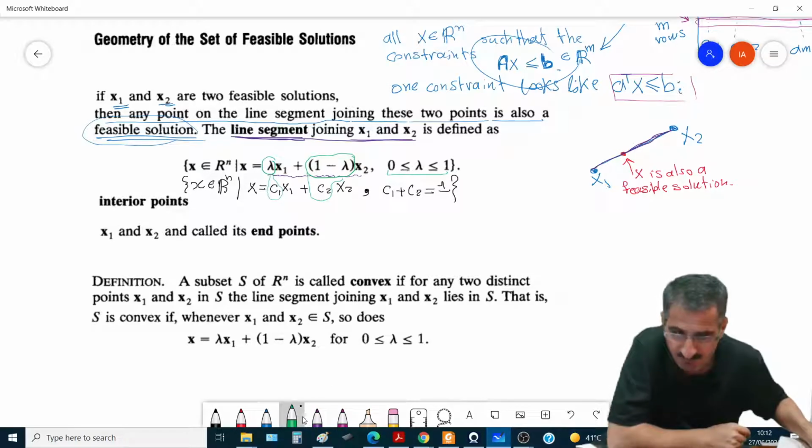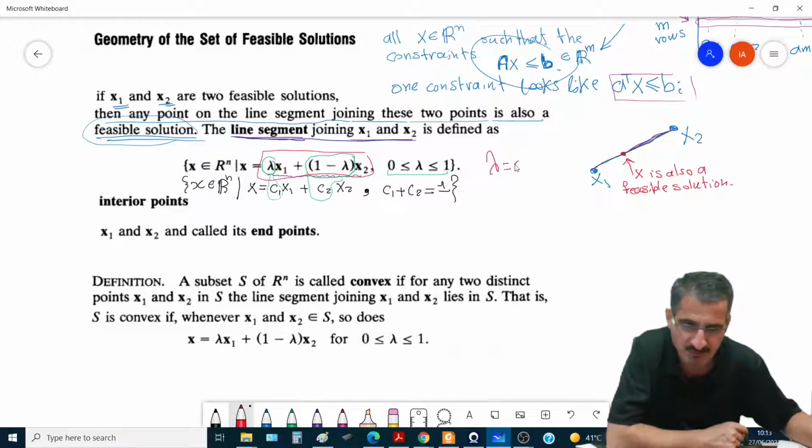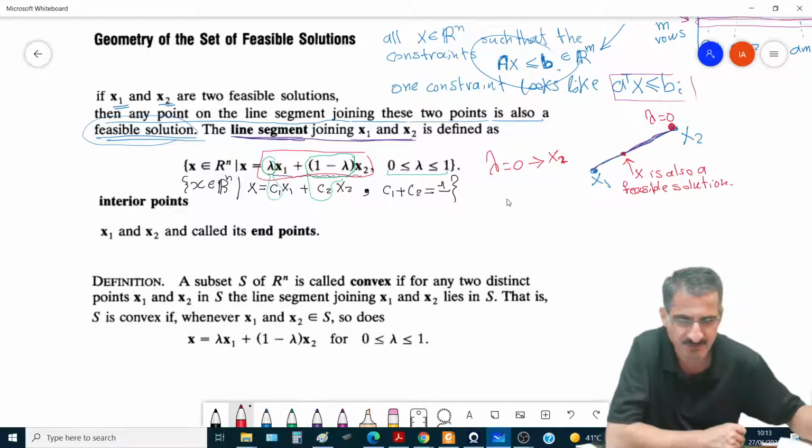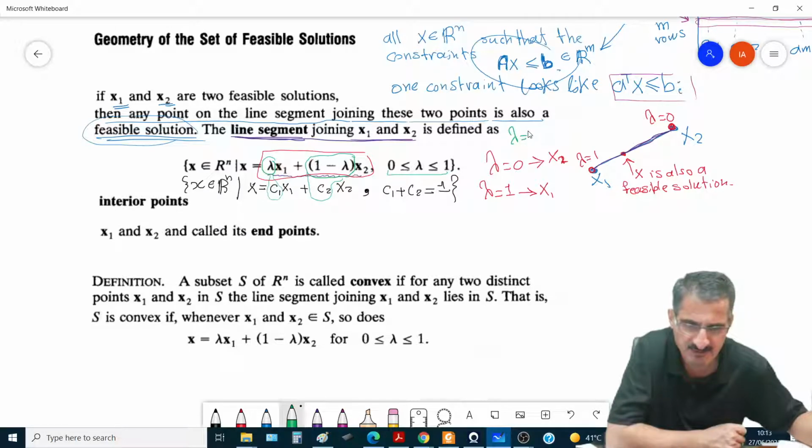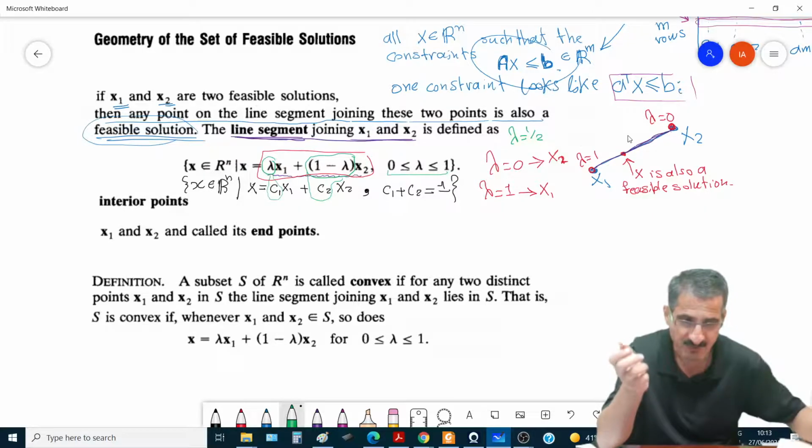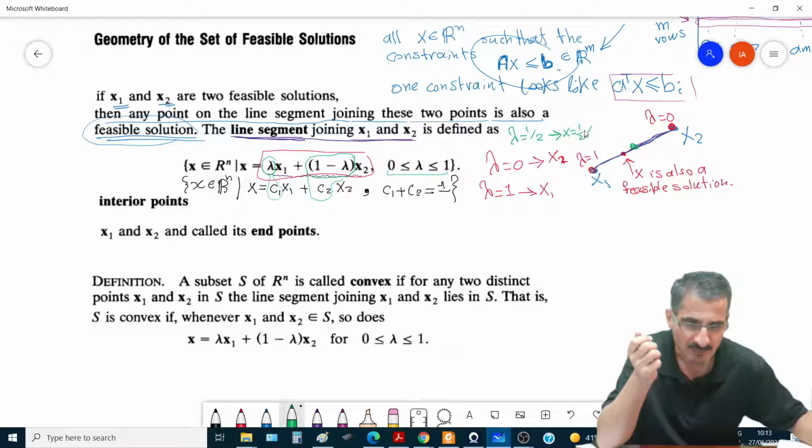Now if we choose lambda equals 0, then we get x2. Substitute 0 for lambda, we get x2. Here, we are here. Now substitute lambda equals 1, then we get x1. So lambda equals 1 brings us here. Now what if we substitute lambda equals 1/2? That will be 1/2 x1 plus 1/2 x2. This will be in the middle, here.